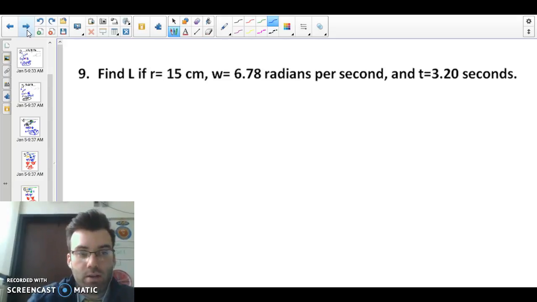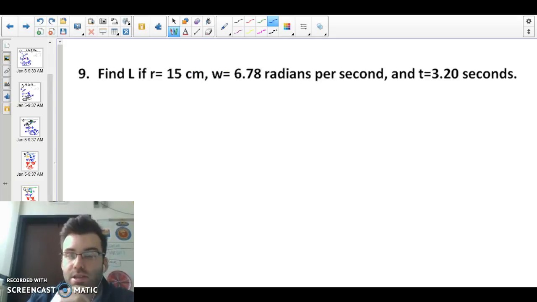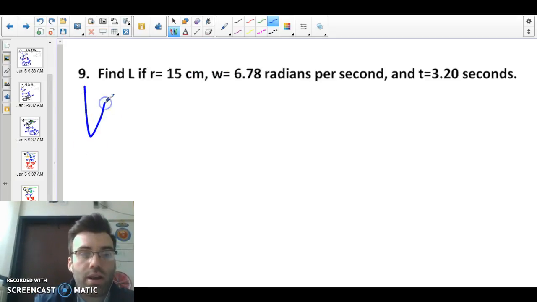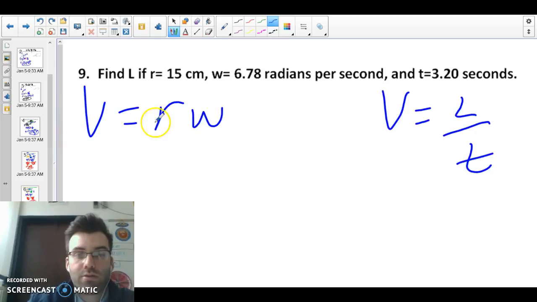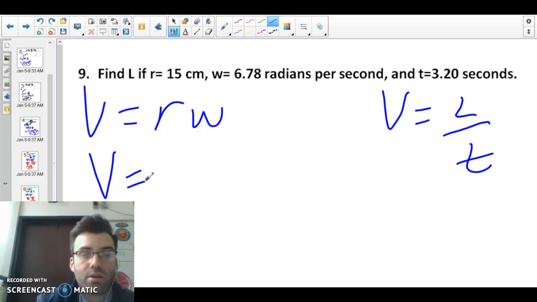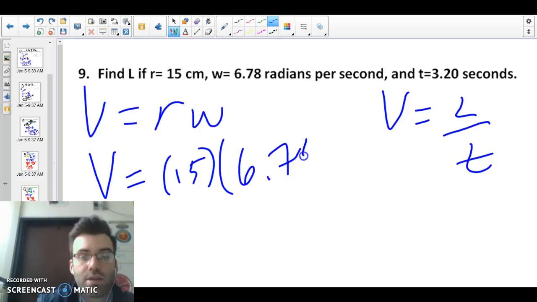So find L if R equals 15 and W equals 6.78 and T equals 3.2. We're going to have to use two formulas here: V equals R times W and V equals L over T. We're going to use the formula on the left to help us find L in the formula on the right. So I'm going to plug in what I know. V equals R, which is 15, times W, which is 6.78. So V is 101.7.